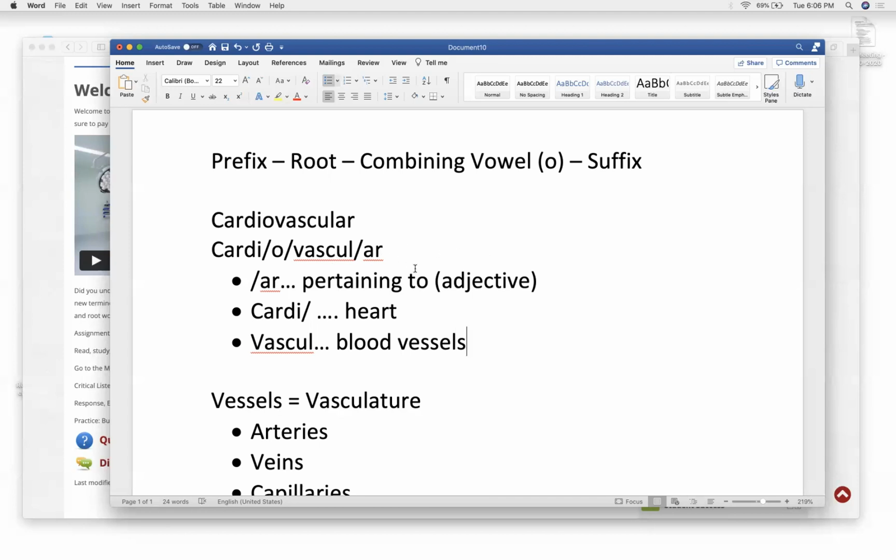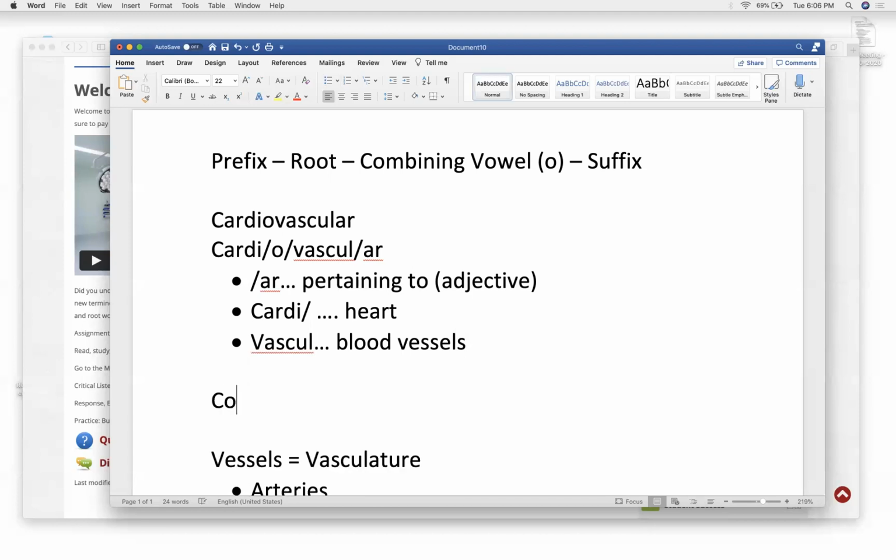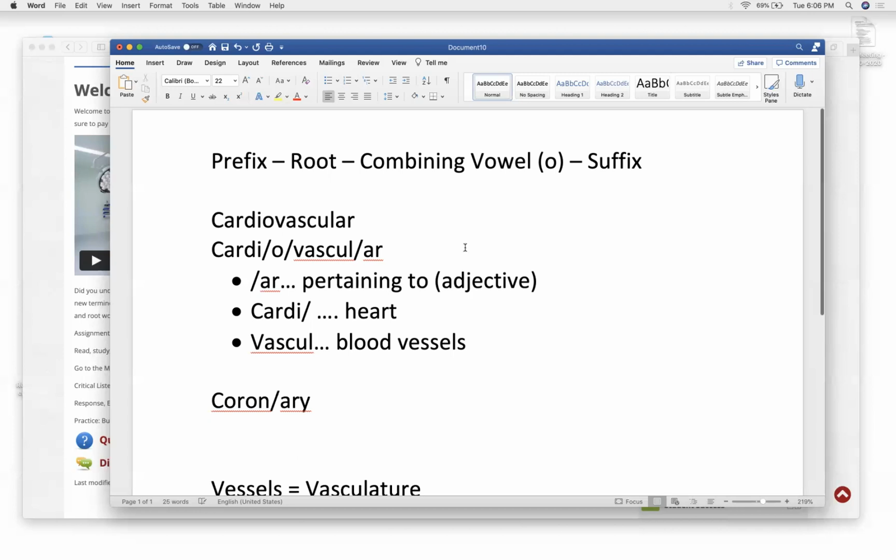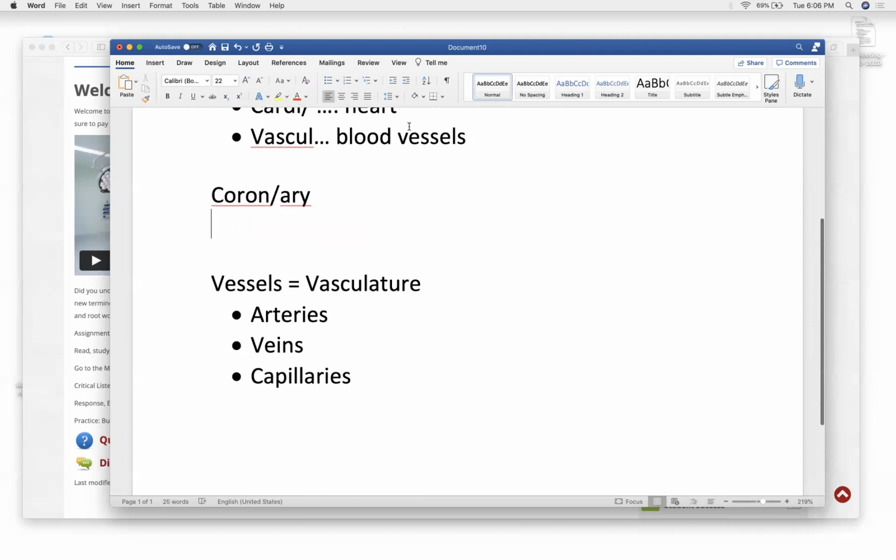So cardiovascular what? You may hear your patients say this a lot: oh, my dad had a coronary. Coronary what? Since I mentioned the word now, ary is the suffix that means pertaining to. Let's move this a little up. Ary is of course the suffix and it means pertaining to.